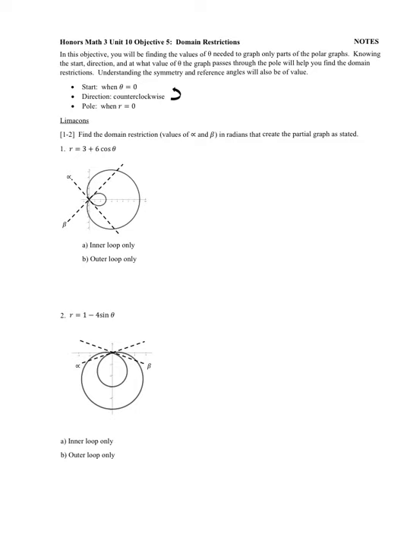So we're going to be looking for values of theta that will graph only pieces of our polar graphs. So maybe a single petal of a petal graph, or the inner loop of a limaçon, or the outer loop of a limaçon as well. So those will be the two main graphs that we will be working with. So in particular, we are trying to figure out the value of theta that passes through the pole. And that will always occur when the radius is equal to 0.